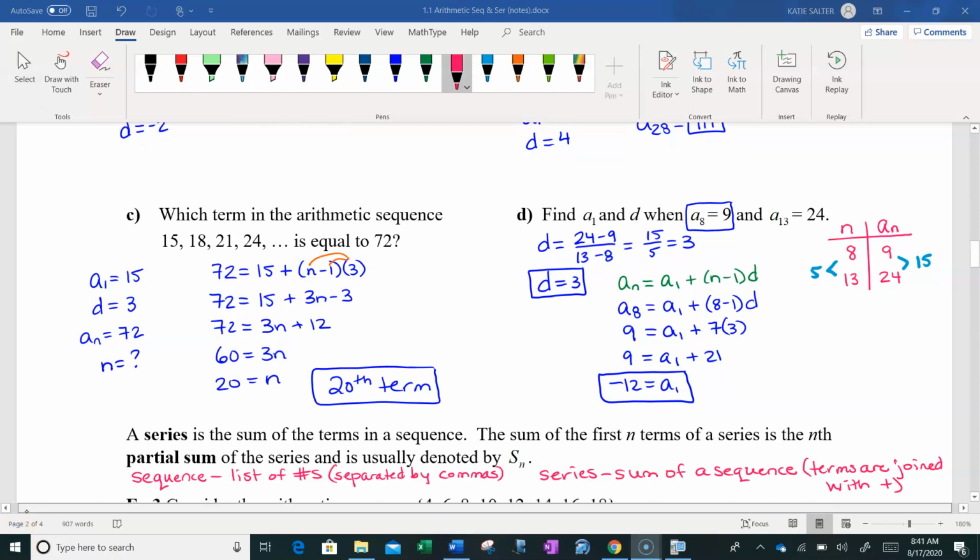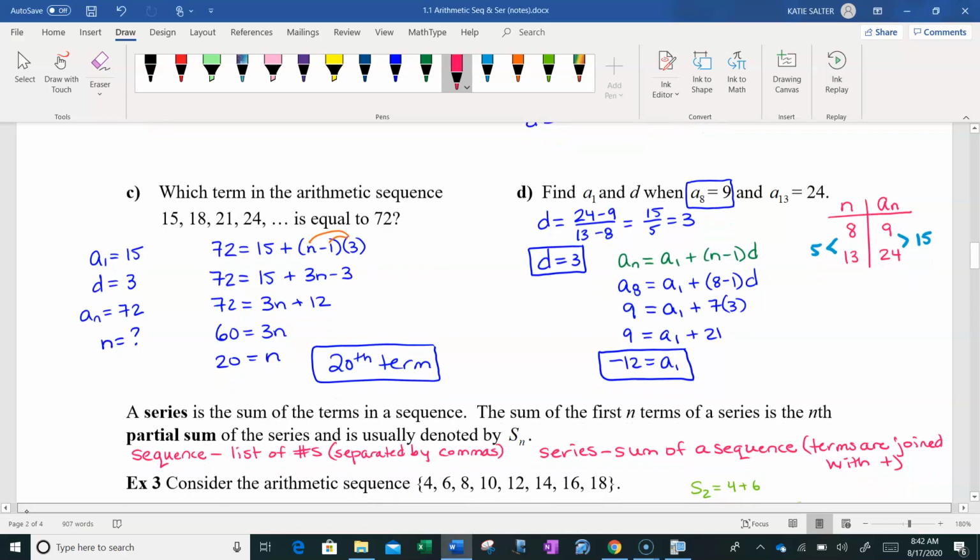The difference between a sequence and a series is a sequence is just a list of numbers, and they are separated by commas. Where when you do a series, you're actually adding up those numbers. So instead of having commas in between them, you write them with pluses because you're actually going to sum it up. So let's look at this first arithmetic sequence, 4, 6, 8, 10, 12, and so on.